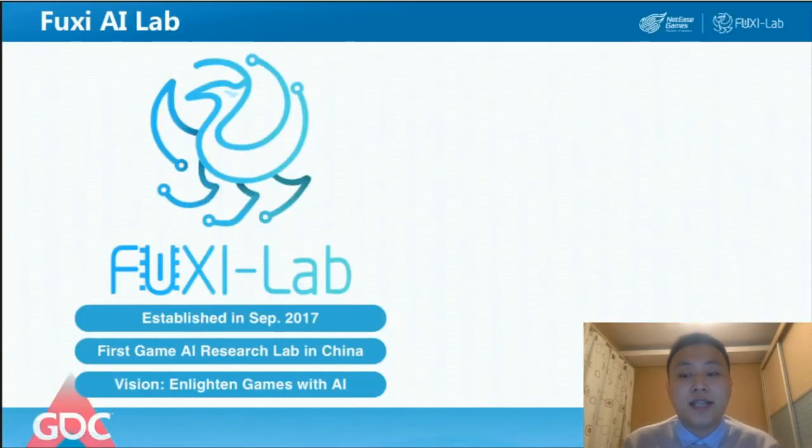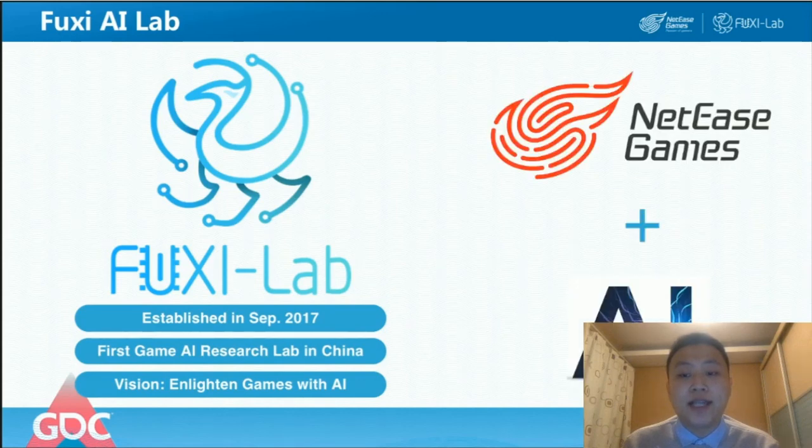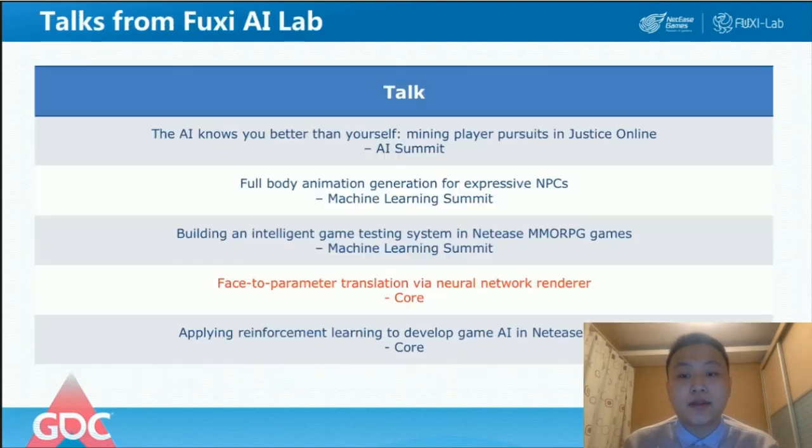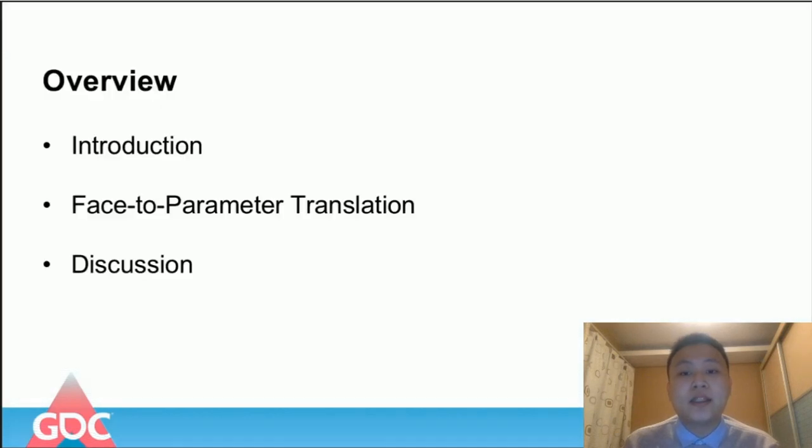Fuxi AI Lab was established in September 2017. We are the first game AI lab in China, and our vision is to enlighten games with AI. Now we are serving our games based on various AI abilities, and this talk focuses on the topic of computer vision. We also have a series of talks this year, and we welcome you all very much. Back to this talk, it has three parts: an introduction of the character customization system, the details of our algorithm, and some discussions.